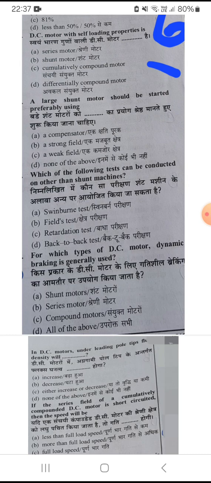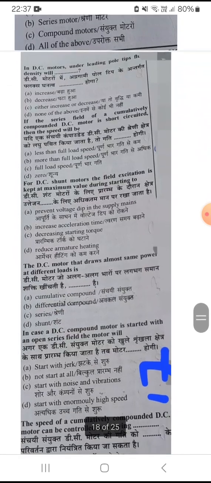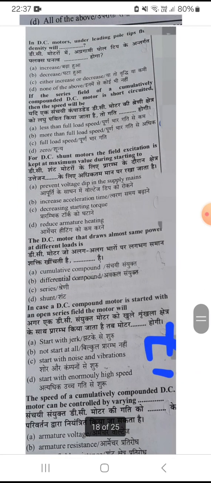For which types of DC motor is dynamic braking generally used? Option D, all of the above: compound motor, series motor, and shunt motor. So option D, all of the above, is the right answer. Next, in a DC motor, under leading pole tips, flux density will, option A, increase. Option A is the right answer, increase.